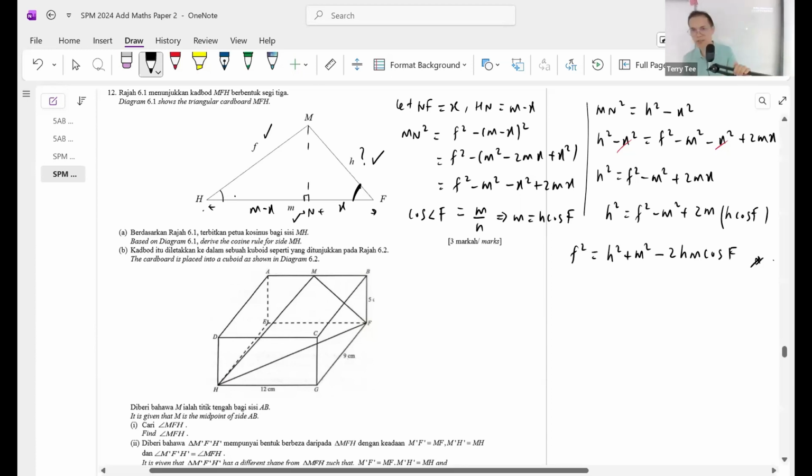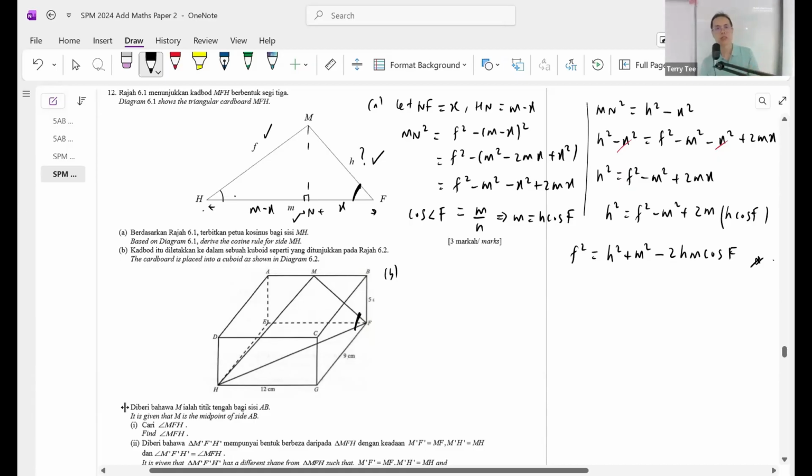I know a lot of people say, wow, this is so difficult. You do it one time, do it two times, you can remember it, right? Guys just have to practice. Okay, so that's only part A. Okay, part B. Now we're going to take this result, the cosine rule, to do part B. Now they say this card is now placed in a cuboid. You're supposed to find angle FMH, this one.